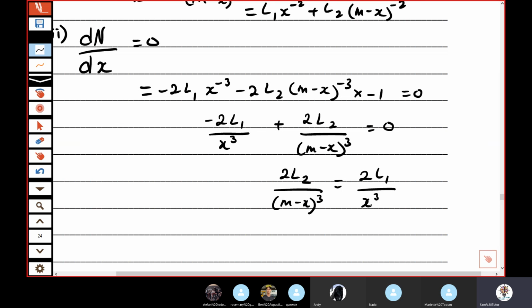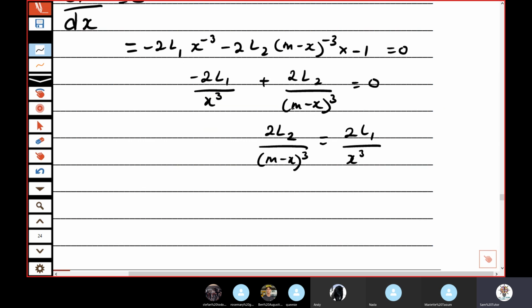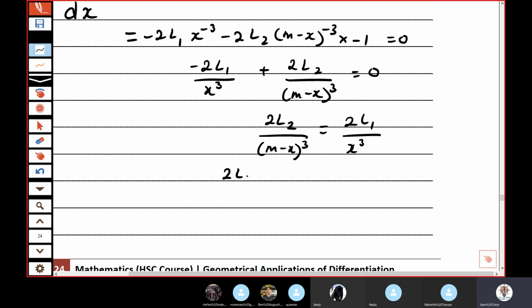What do I do now? I'm not going to expand, because if you say expand this, I'm going to all of a sudden have x cubed, x squares, x's. That thinking of polynomials, you're overkilling it. So stop. What did you say? Cross multiply. 2L2 x cubed equals 2L1 m take away x cubed.